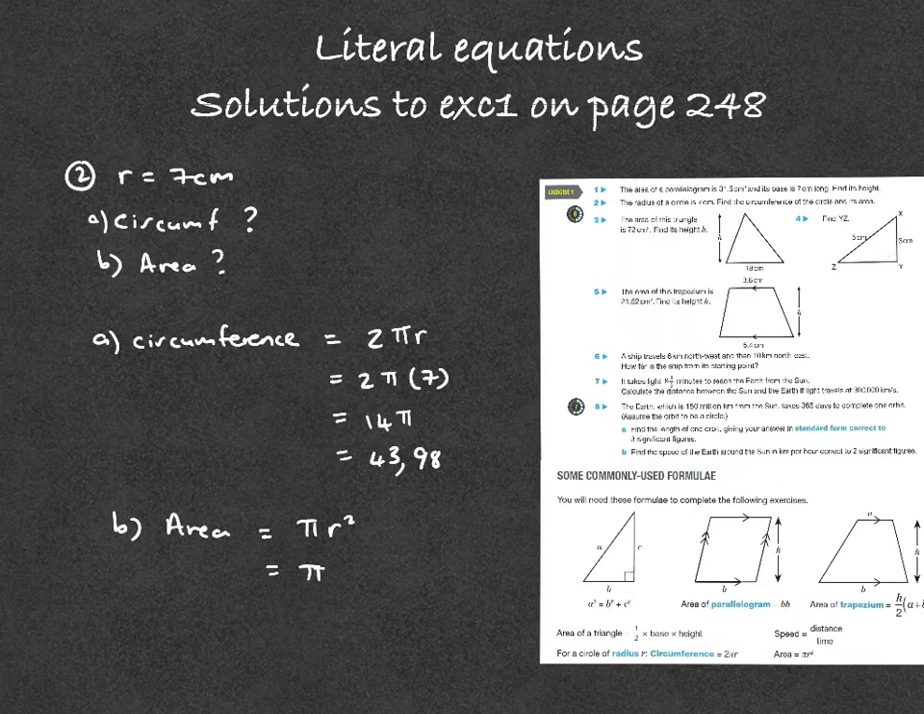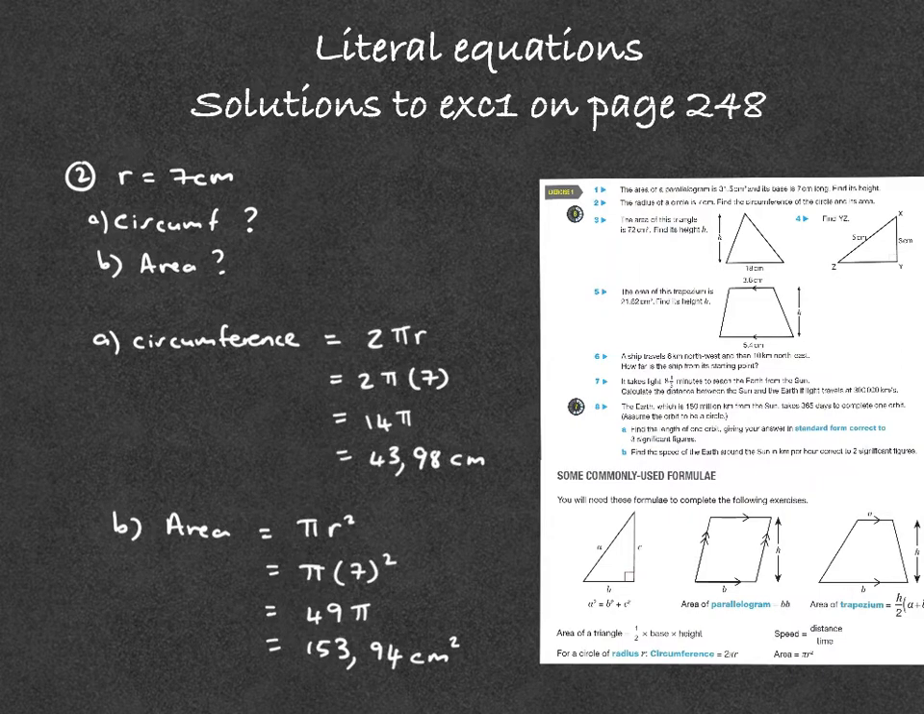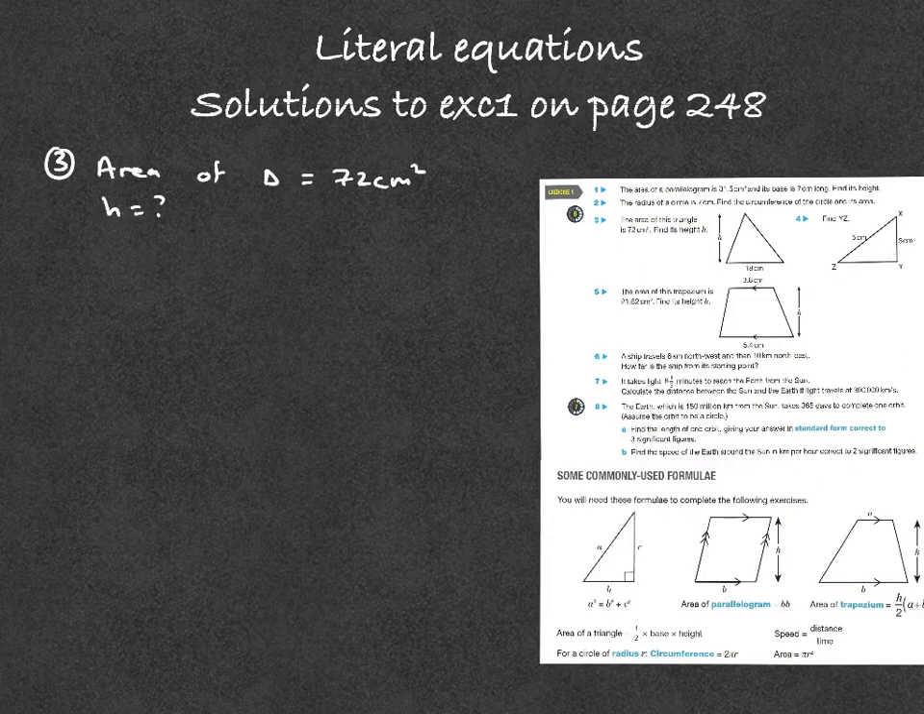Pi again is the constant, the radius is 7, so it's pi times 7 squared. So that's then equal to 49 pi. Type that in your calculator, 49 times pi. That is equal to 153.94 if you round to two decimal places. And the circumference is a length, so that's centimeters, but the area is centimeters squared.